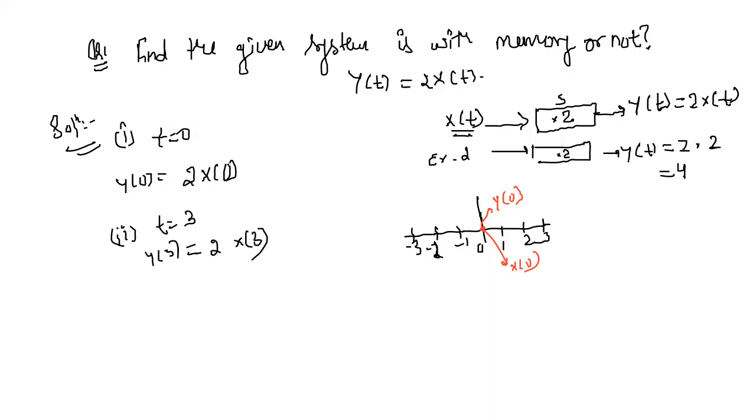Where is the output now? In the second case, the output is at 3, and this output depends on the input at 3. So input and output both depend on the same time. So you can write: the given system does not have memory, or you can say it is without memory. It depends on your language how to write. You can say this system is without memory.